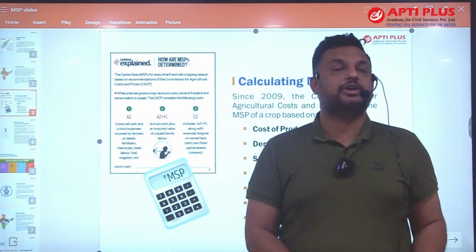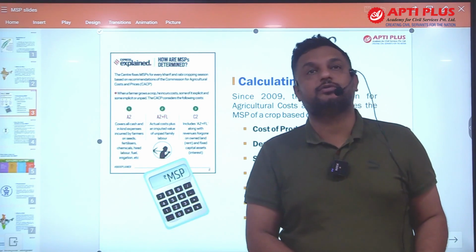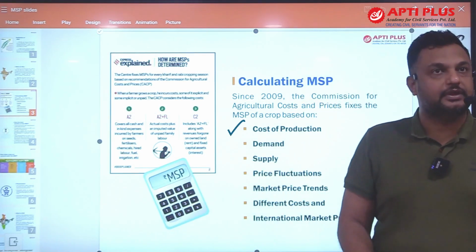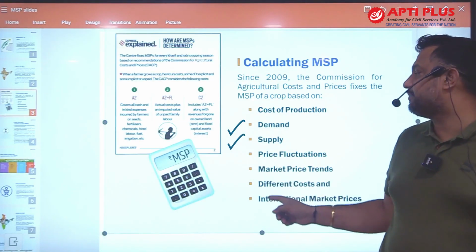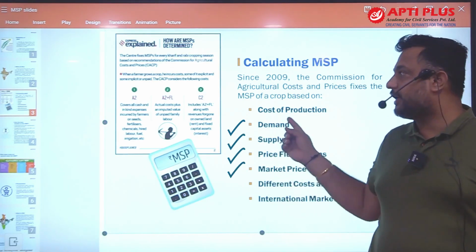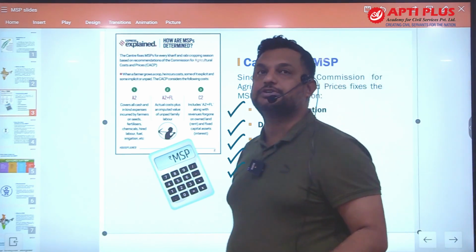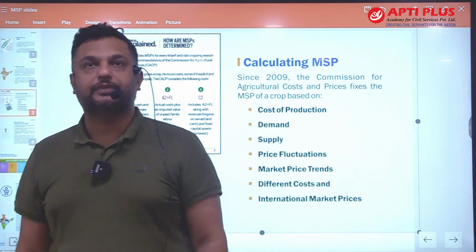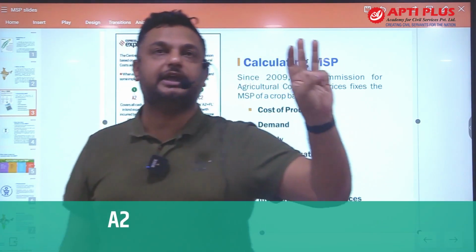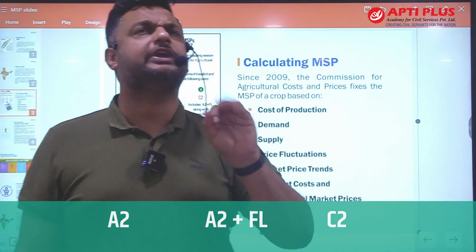They will just decide the MSP based on some factors, mainly important factors like what? Cost of production, mainly. There are other factors like demand, supply, market price trend, price fluctuation; all this they consider. But one of the important factors is the cost of production. And to decide the cost of production, CACP uses 3 formulas: A2, A2 plus FL, and C2. What are these 3 formulas?